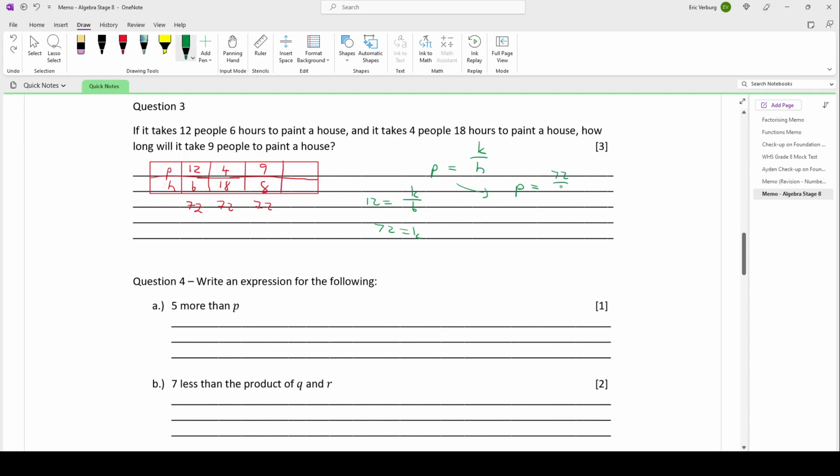Now, in our formula, we know that k is 72. Not k, h. So people equals 72 divided by number of hours. So we'll set up this formula. And now they ask us how long will it take 9 people? So then the people is 9, and we have to figure out what the h is. So to get h by itself, we'll times both sides by h to get the fraction away. So 9 times h equals 72, and then we'll divide by 9 on both sides to cancel out the 9s, and then we get h equals 72 divided by 9, which is 8.